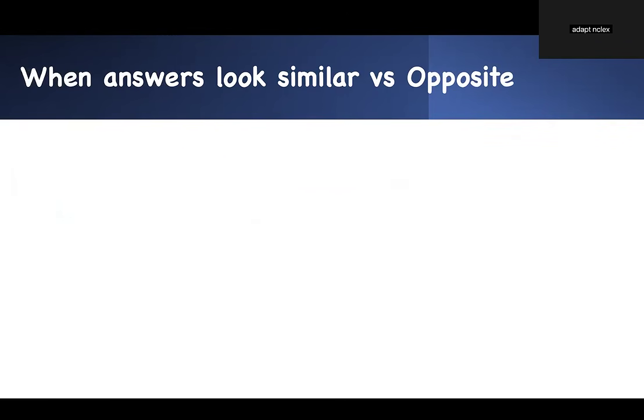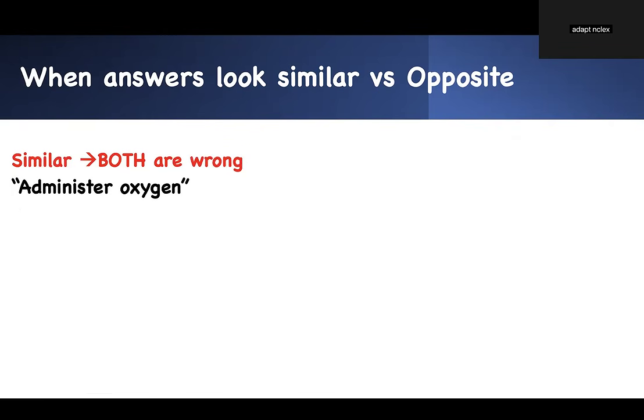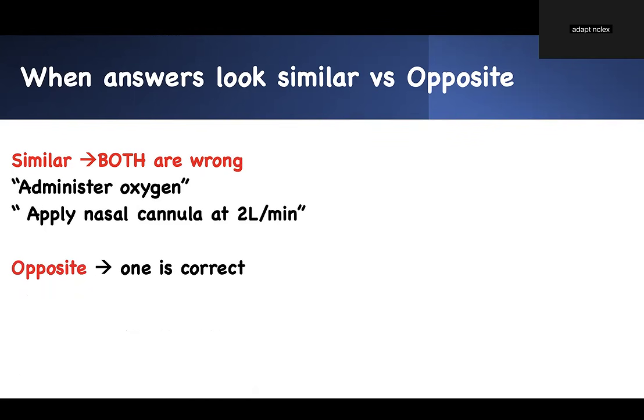Now, when answers look similar, this is the key. This is the opposite. How do you know? This is the key. I want you to stop the video and think about this carefully. When two answers are similar, both are wrong, like we saw in the first example. Administer oxygen. What does that mean? Apply nasal cannula at 2 liters per minute. They are the same. You give them oxygen. Both of them, you are giving them oxygen, but it's being described in a different way. Don't let the English trap you.